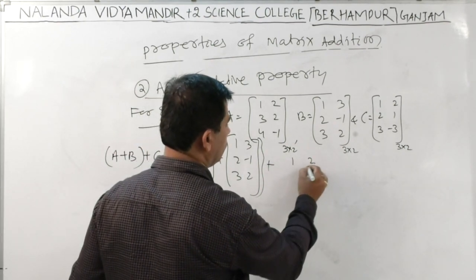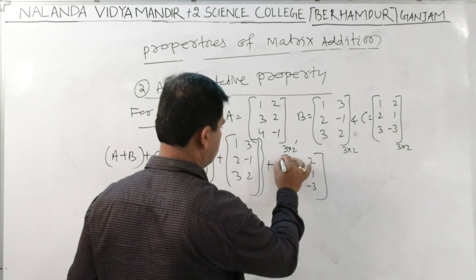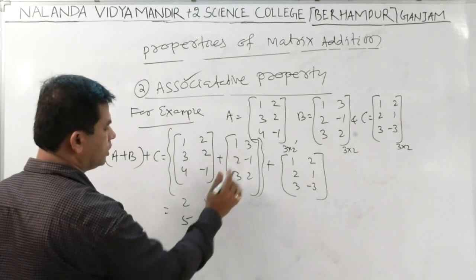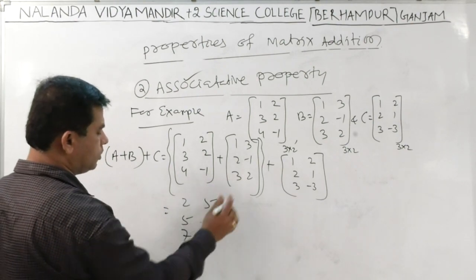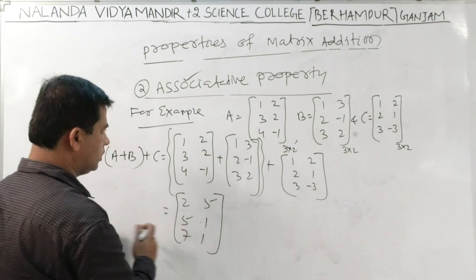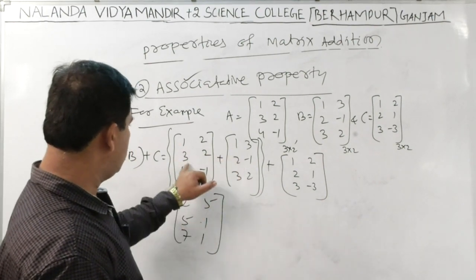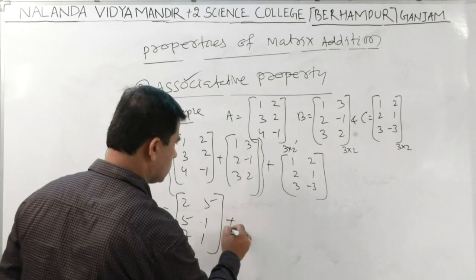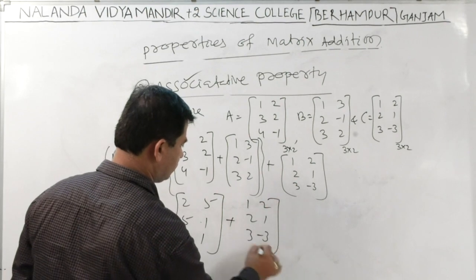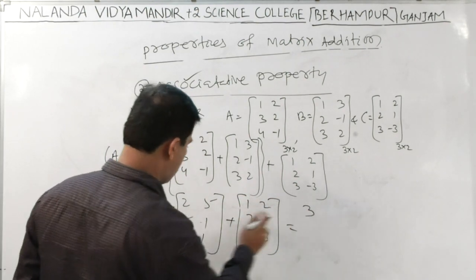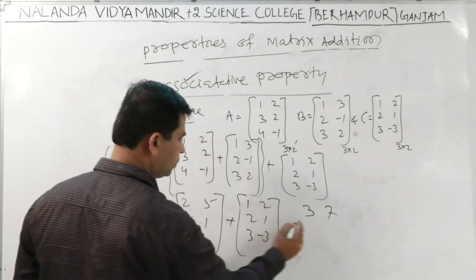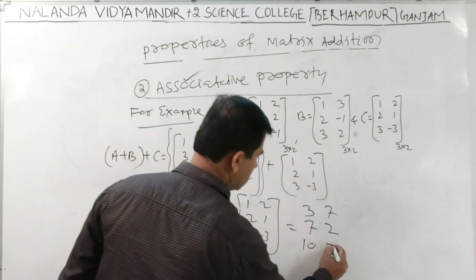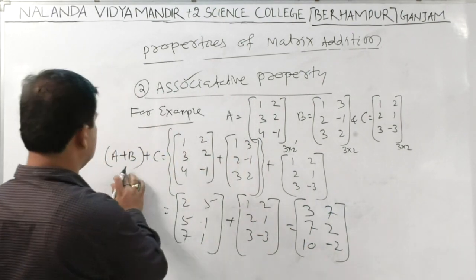plus matrix C [1, 2; 2, 1; 3, -3]. First we add these two matrices: 1 plus 1 is 2, 2 plus 3 is 5, 3 plus 2 is 5, 2 plus minus 1 is 1, 4 plus 3 is 7, minus 1 plus 2 is 1. Then adding C: 2 plus 1 is 3, 5 plus 2 is 7, 5 plus 2 is 7, 1 plus 1 is 2, 7 plus 3 is 10, 1 plus minus 3 is minus 2. This is our A plus B plus C.